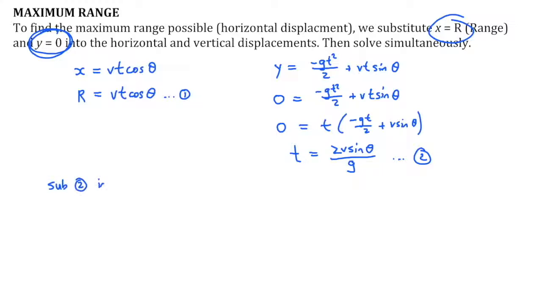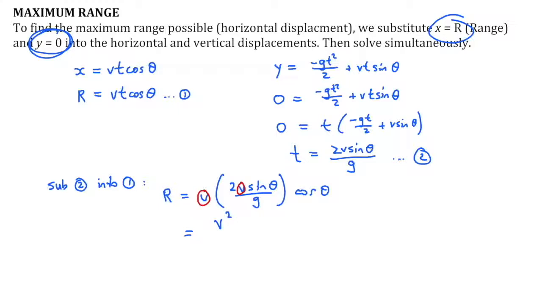substitute 2 into 1. And if I do that, I get r equals v instead of t, 2v sine theta over g cos theta. Now let's have a look at what we can do here. If I actually multiply that out, I've got a v and a v, and when I times those, I'm going to get v squared.